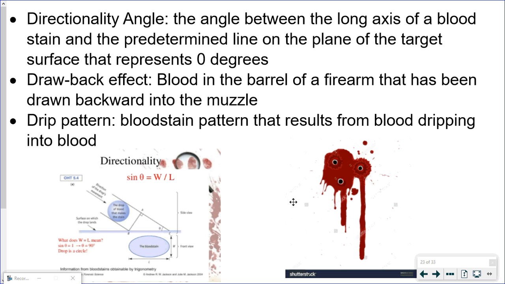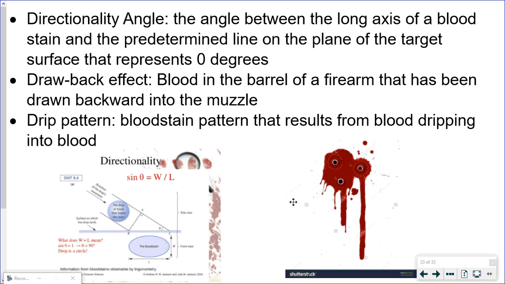We have a drawback effect. This is especially in shootings because whenever someone shoots a weapon, after the bullet is fired, air is sucked back into the barrel. Well, a lot of times blood will get sucked back into the barrel of the weapon as well. So even if someone tries to clean the weapon, they don't think to clean inside of it, so there will still be traces of blood on the weapon themselves.